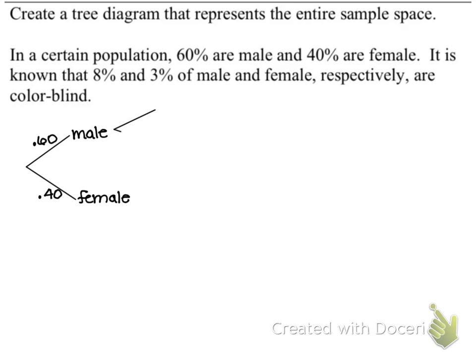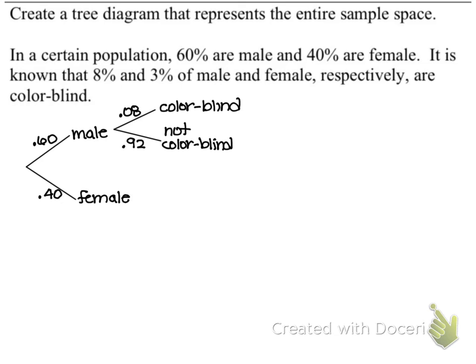Then we were told that the person within the population is either colorblind or not colorblind. So we're going to split this up here. So colorblind or not colorblind. We're going to fill in the information that was given to us. So we were told that 8% and 3% of male and female. Okay, so respectively means the 8% goes with male, the 3% goes with female. Okay, 8% is going to be 0.08, which means not colorblind is going to be 0.92.